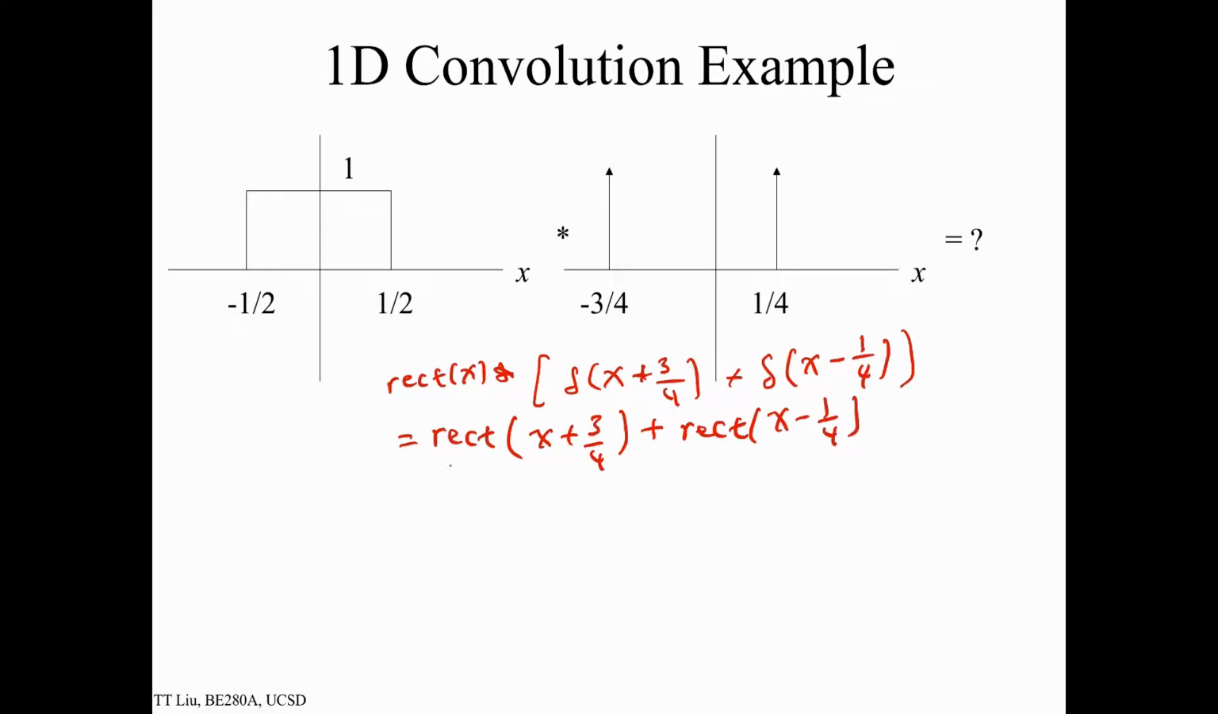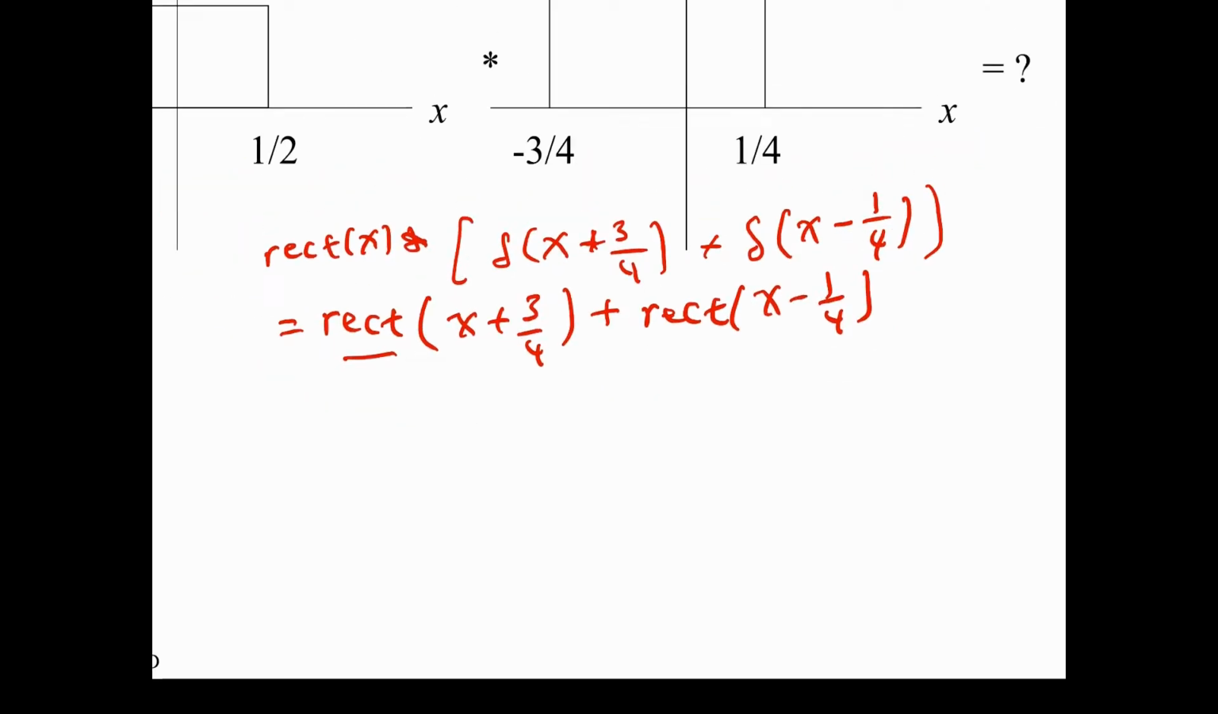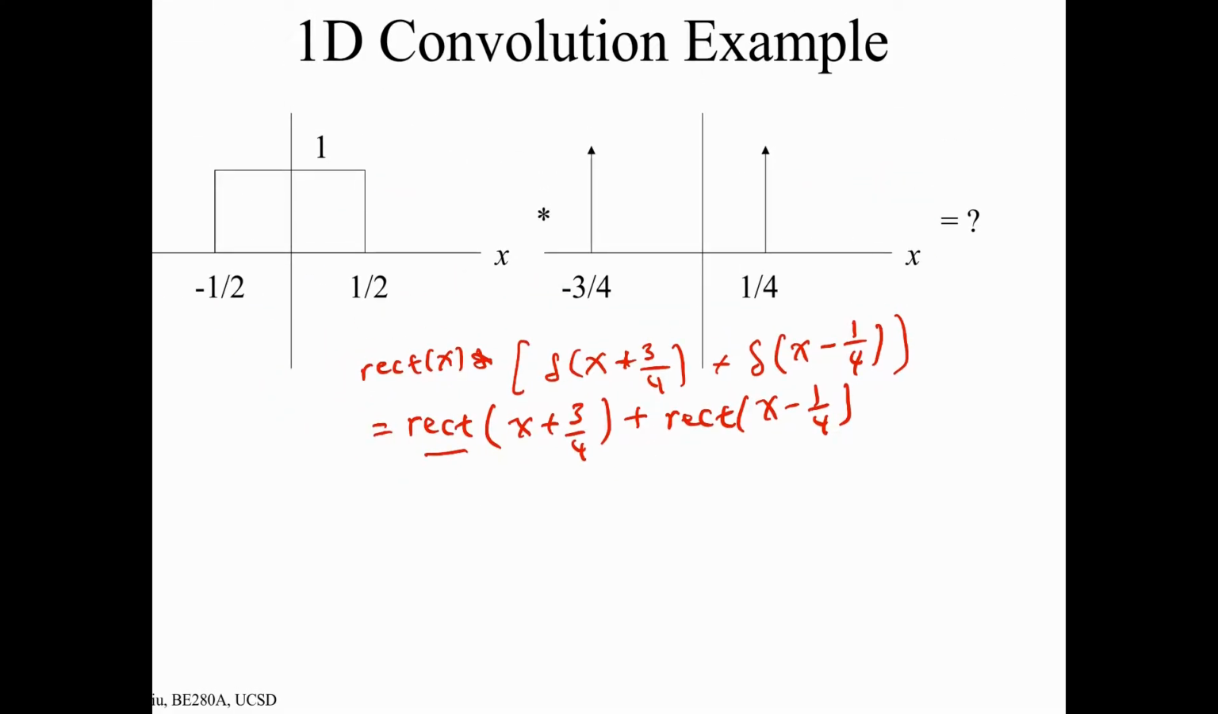So this is just a rect function shifted to be centered around minus 3/4, and another rect function shifted to be centered around 1/4. I can also think about this graphically. So let's draw our rect function, minus 1/2 to 1/2. And we're convolving this like this.